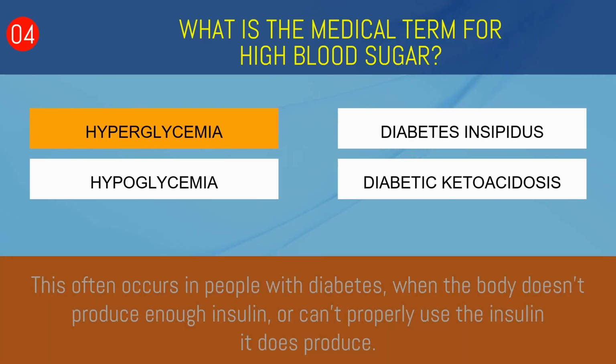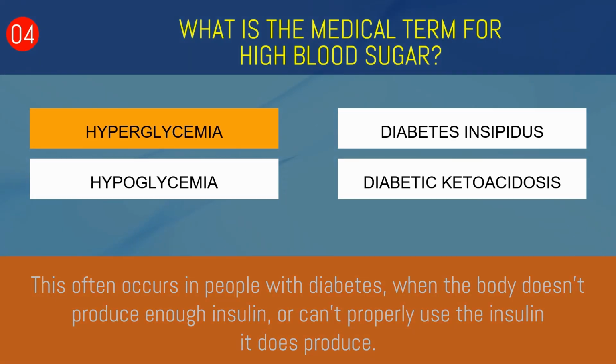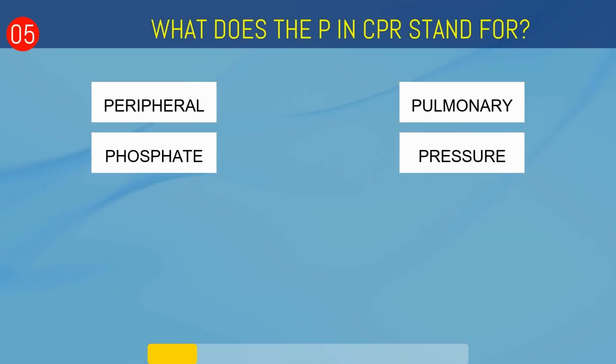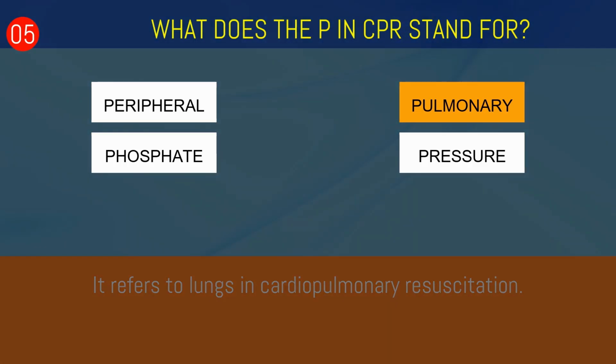Hyperglycemia. This often occurs in people with diabetes when the body doesn't produce enough insulin or can't properly use the insulin it does produce. What does the P in CPR stand for? Peripheral, phosphate, pulmonary, or pressure? Pulmonary. It refers to lungs in cardiopulmonary resuscitation.